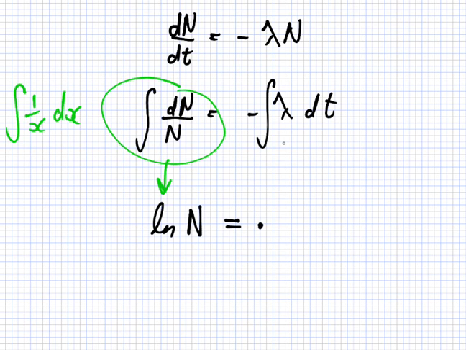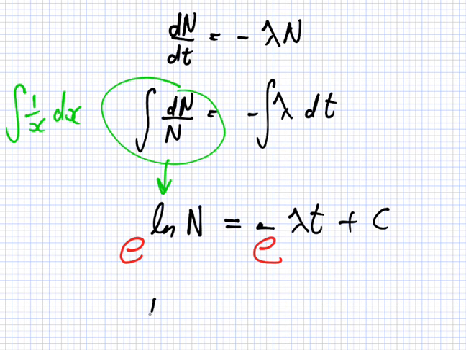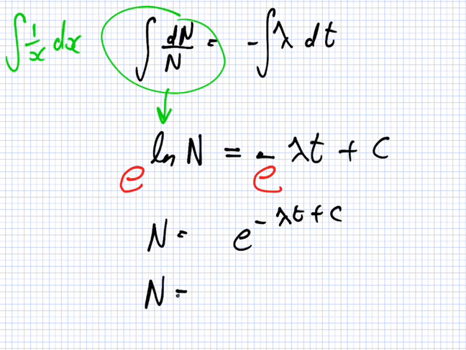What do I get? And there's a lambda here. So in total, lambda t. So this will be minus lambda t plus c. Now, I put an e on both sides, so e goes here and an e goes here. So now I get n equals e to the minus lambda t plus c. So I get n equals e to the minus lambda t.